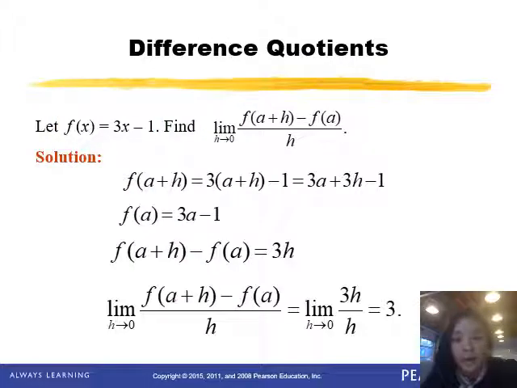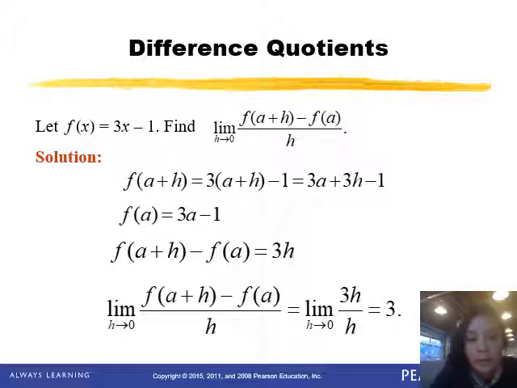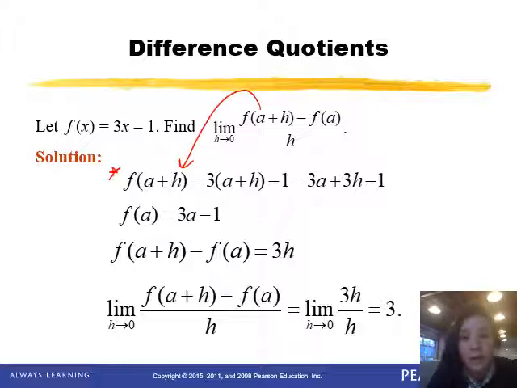So let's take a look at the solution and walk through this. Here they find first f of a plus h. They do this first. So notice they're doing it all in parts to give you a little bit of a break. And then they find f of a right here.